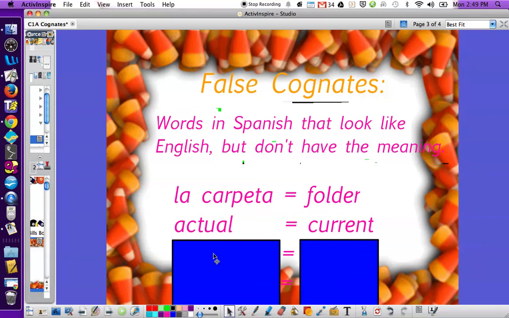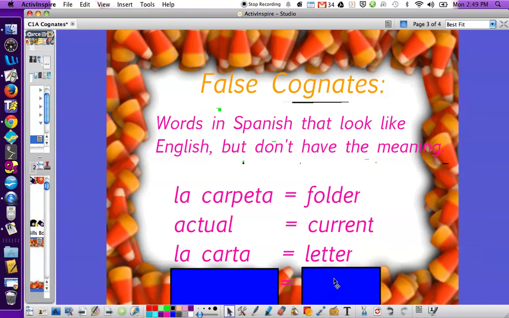A final false cognate that we know is la carta. La carta looks like cart, but it isn't. It's a letter. So we have to be careful with those false cognates. Once you discover a false cognate, you need to make sure that you're paying attention and memorizing the real definition. Another way to tell if it's a false cognate is when you're reading or listening to somebody talk. If the English word makes no sense, it's probably a false cognate.